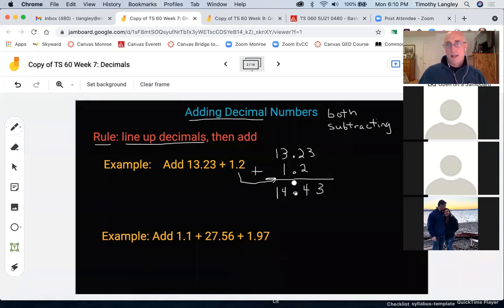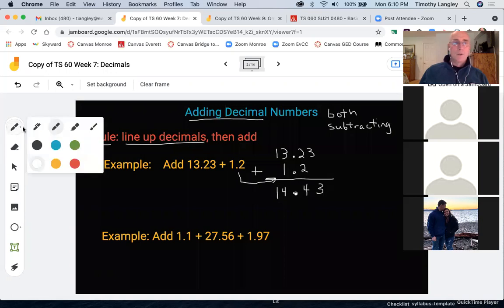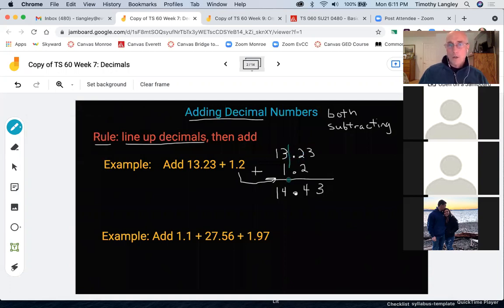Okay, so I just added these up here, and my decimal's in the right spot. So notice, again, I want to reinforce this. When you're adding and subtracting decimals, all you have to do is line up the decimals and then add. Okay, so I'm going to go through the next example kind of fast here.